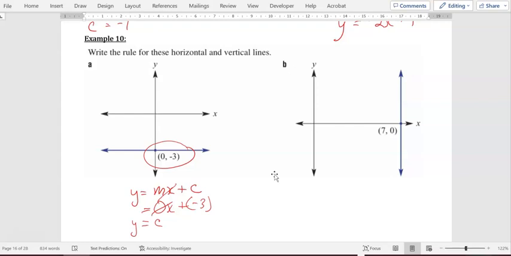For this one, we just look at where x is along the graph, and we look at where this is x and this is y. The rule for this is just going to be x equals the value where y is 0, which we call k.